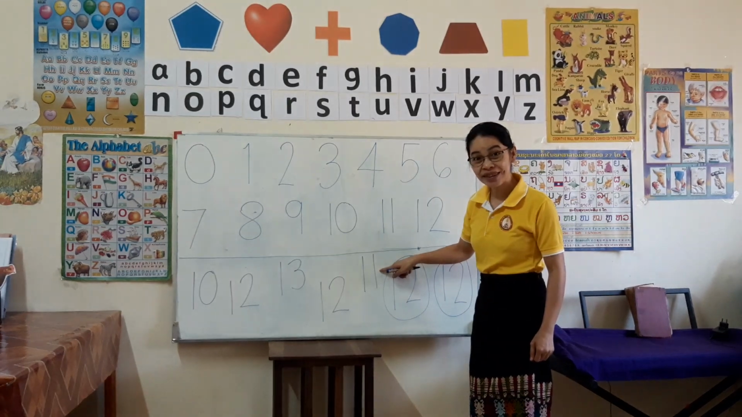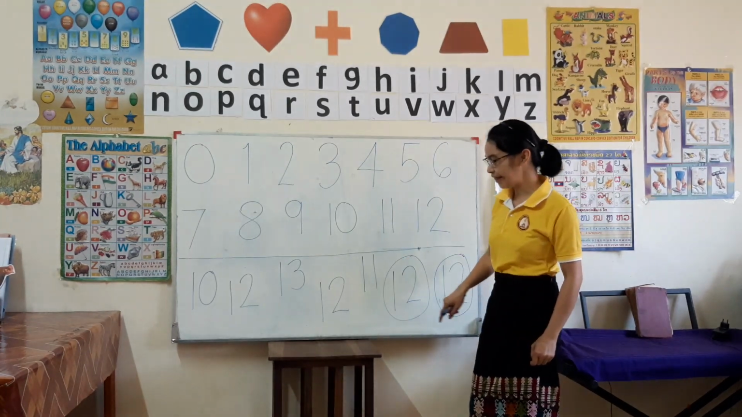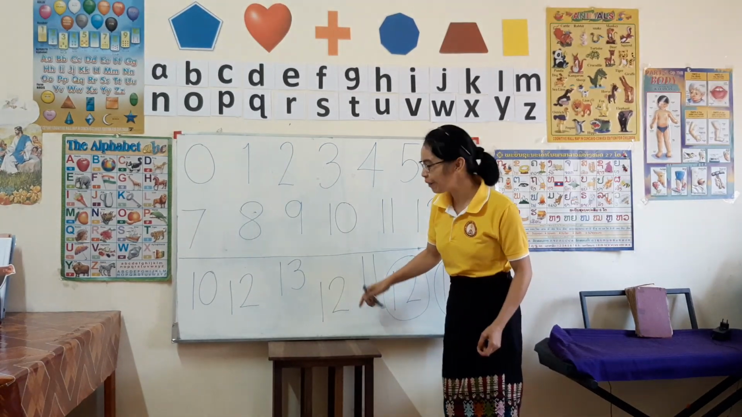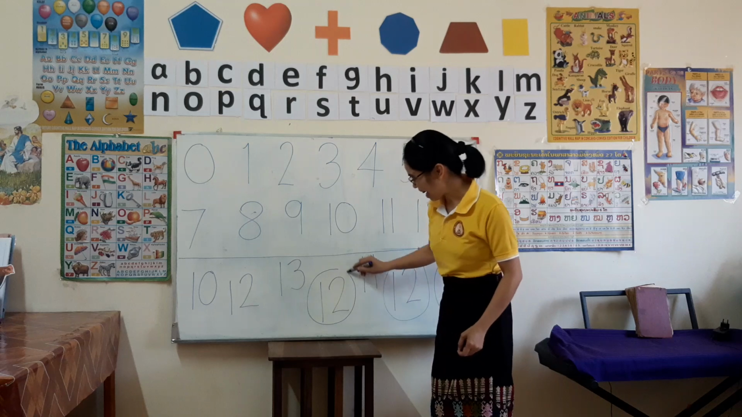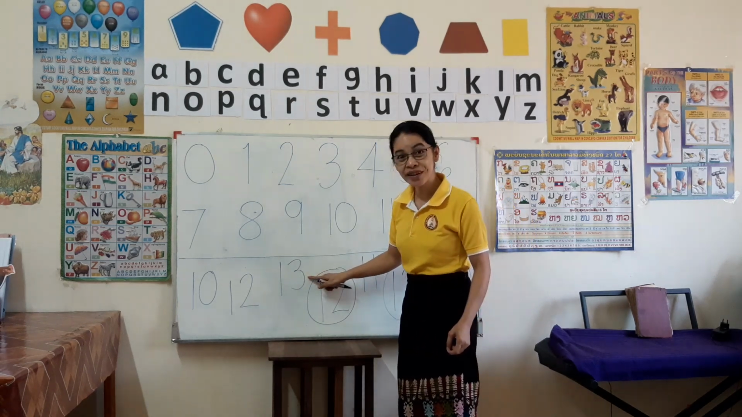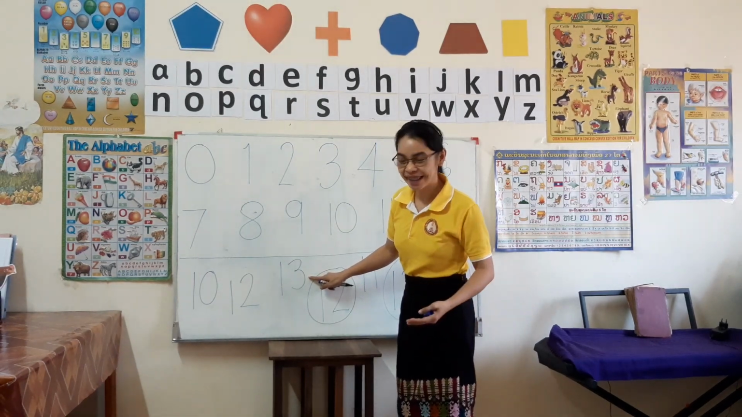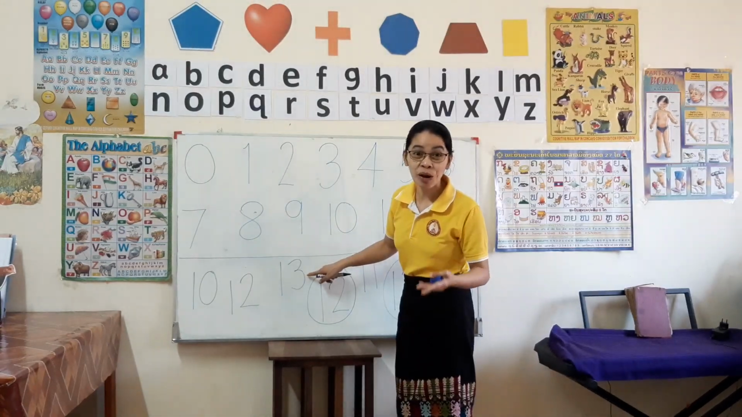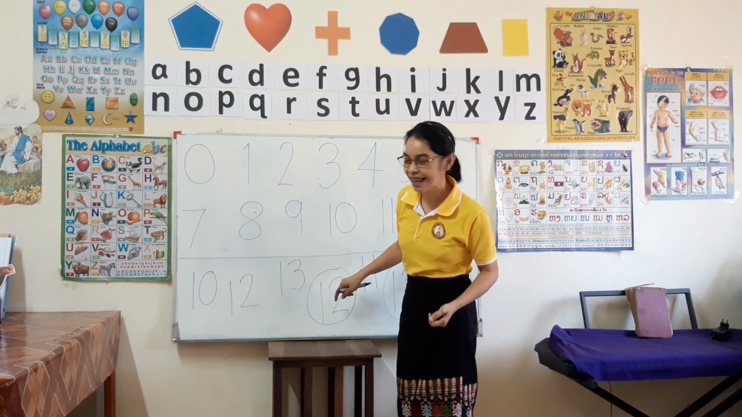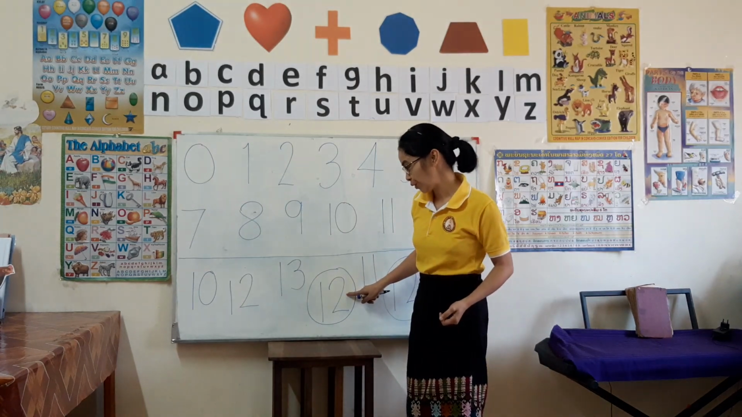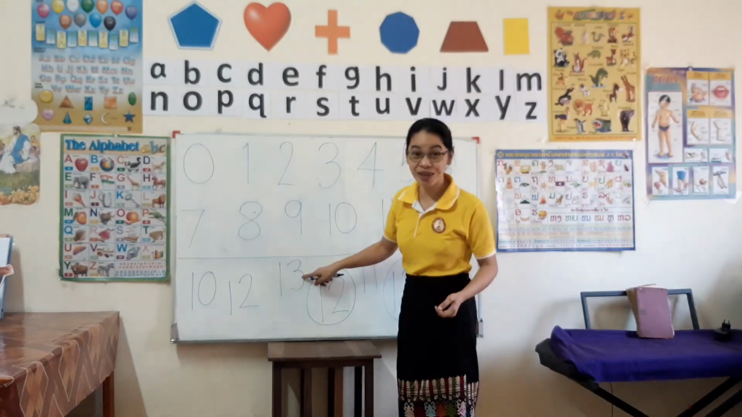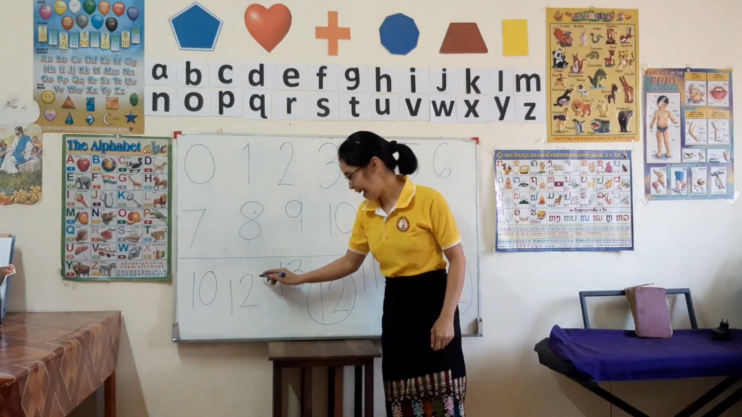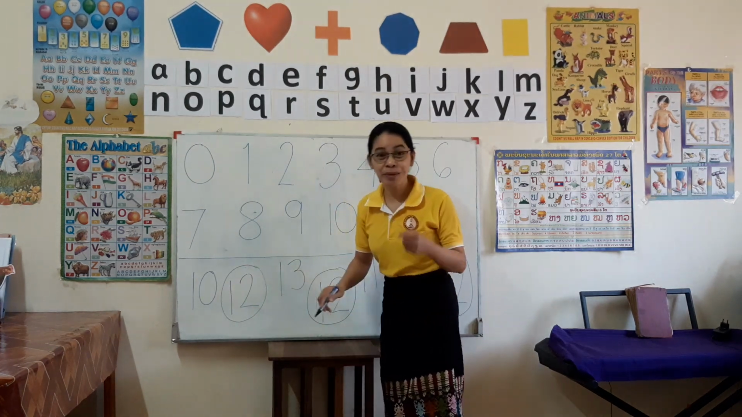This is number 11. Okay, and what number is this? 12 also. Yes. Okay, and this is number 13. Okay, 13. This is not number 12. Next week we will talk about number 13, so we will not draw a circle on it. Okay, what about this? Is this number 12? Yes. Okay, say it with me.